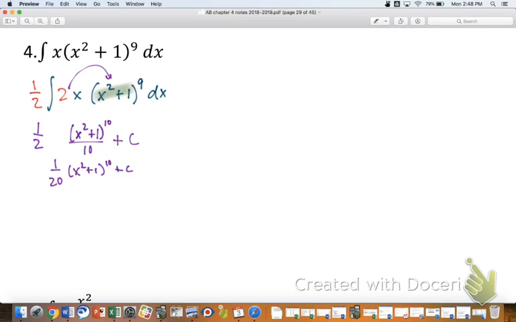What do you guys think? Good? Peeking over shoulders, I saw a lot of that. Okay, cool. Let's get a little more practice here. Take a look at number 5.